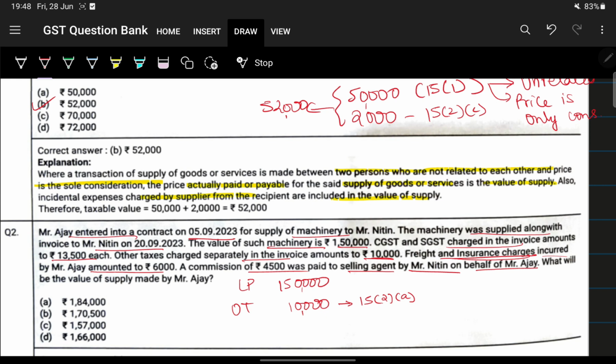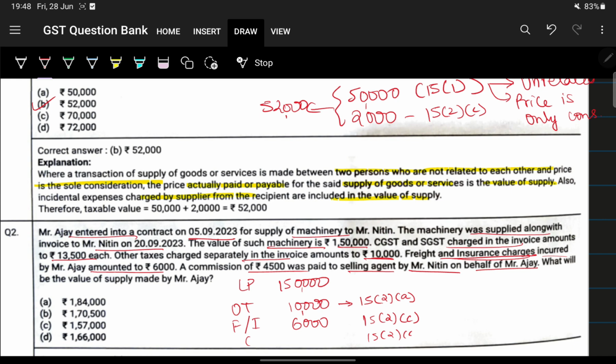Right, here freight and insurance. Freight and insurance, again this comes under section 15 subsection 2 clause C, which deals with incidental expenses. So this 6,000 rupees we'll have to add here. Okay, next, commission of 4,000. Again, commission is also section 15 subsection 2 clause C.